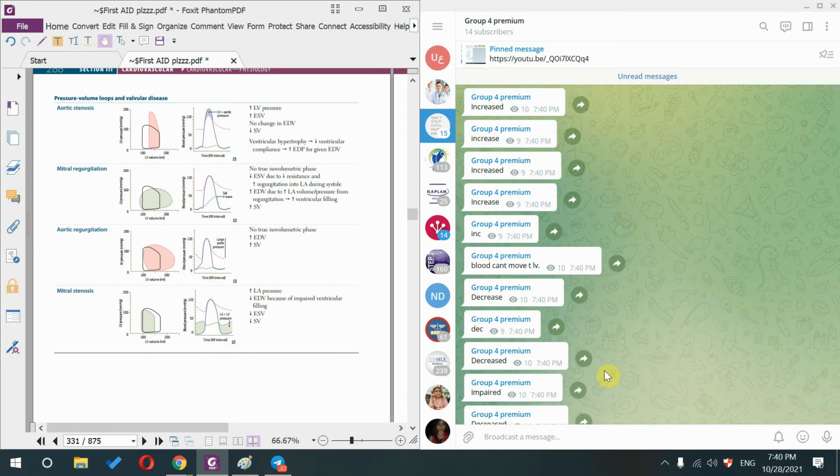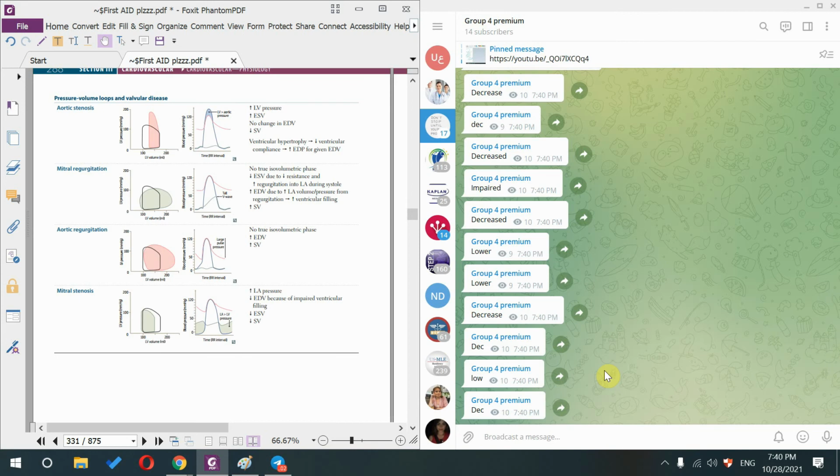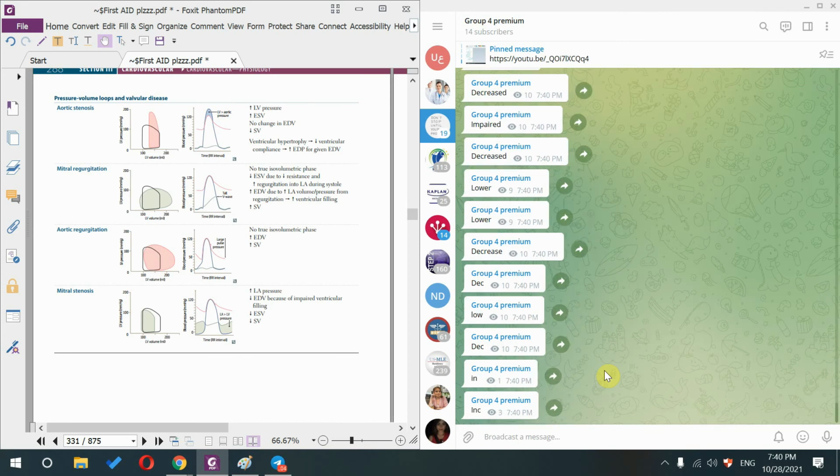Okay, what about the end systolic volume? Excellent. Also decreased. Both of them are decreased, guys, because the volume overall is decreased in the circulation. I will explain more about it in a second. Last thing, what will happen to the stroke volume if you have less preload, such as in this case?